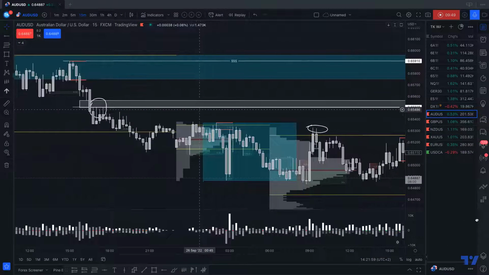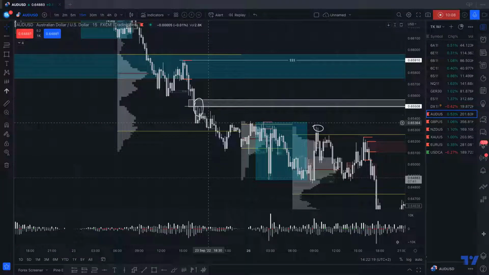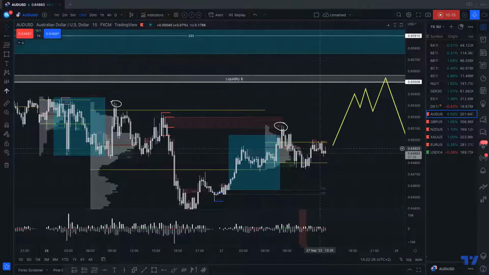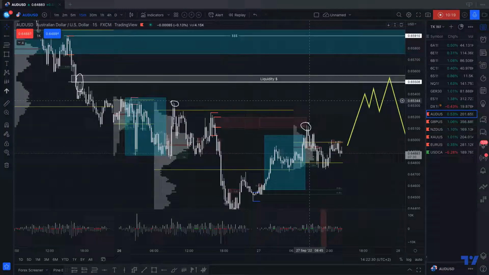Okay, and here we have an imbalance. As you can see, you can't see anything here on the right of this candle, which means that inside here we have strong volumes that are probably not mitigated yet. So if price comes back here, it will probably mitigate. Okay, so this is what I want to see.